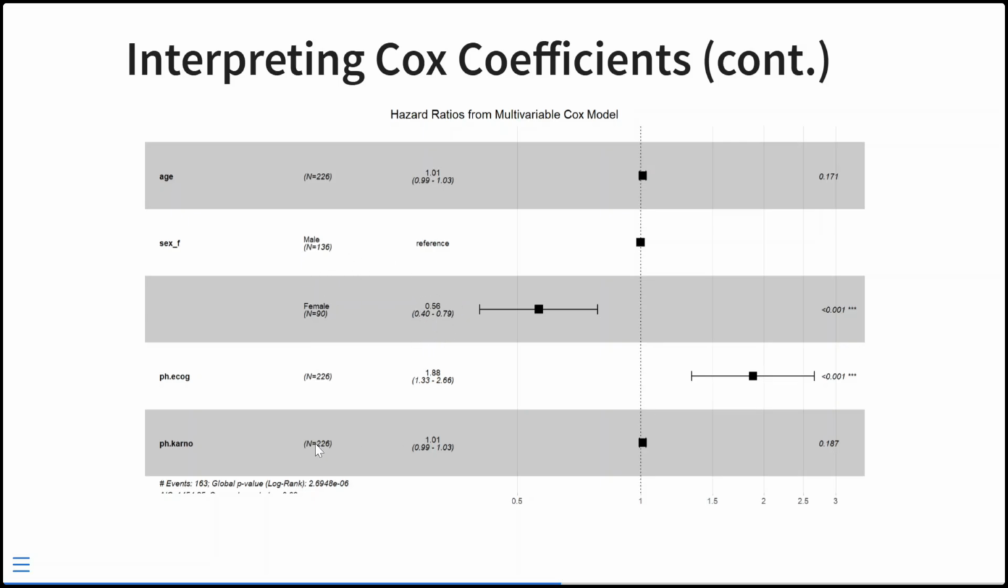ph.ecog is more or less like the performance status, and this is actually a continuous variable. You can see it's significant, which means what? Those with a higher ph.ecog have a higher hazard, 1.88, of dying from lung cancer compared with those with a lower ph.ecog. Now we also have ph.karno, though this is not actually significant. So this is just how you can interpret your Cox coefficients.